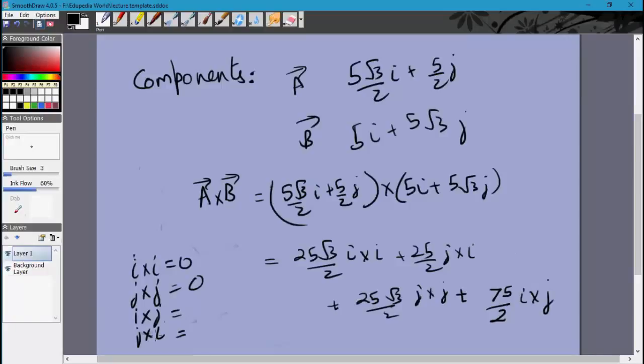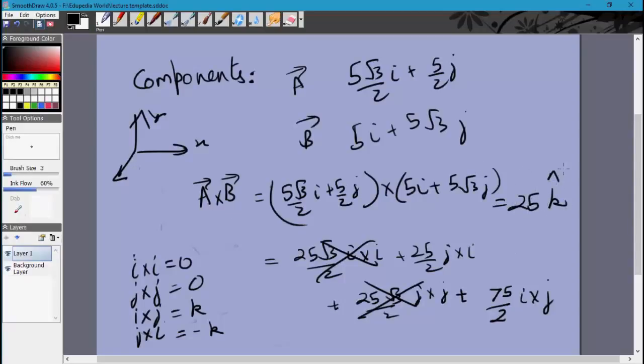i cross j will always be k, because if this is x, this is y, x cross y has to be z. So j cross i will be minus k, the negative z direction, which means this is 0, this is 0, i cross j is k, j cross i is minus k, 75 by 2 minus 25 by 2 gives me 50 by 2 or 25k, which means A cross B in this case is equal to 25k. Now this is also important. The magnitude is 25, but the direction is the positive z direction. If we took B cross A, then it would be a vector of magnitude 25, but the direction would be the negative k direction or the negative z direction.